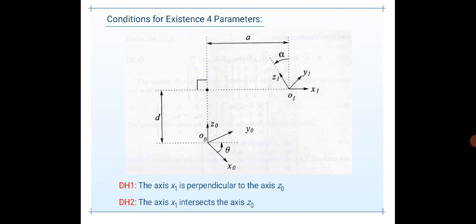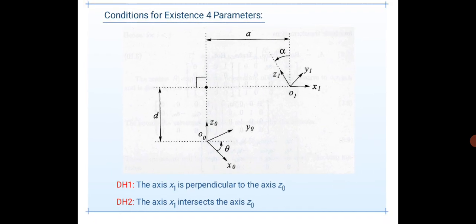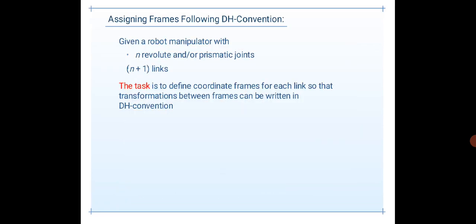The first one is DH1: the axis X1, say for example, should be perpendicular to the axis Z0. And DH2: the axis X1 should intersect the axis Z0. These two conditions should be considered when you define the parameters. And how do we assign the frames using this DH convention?